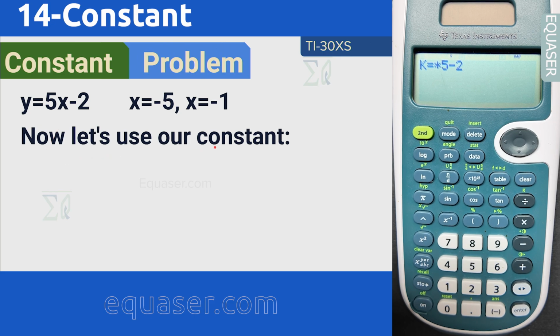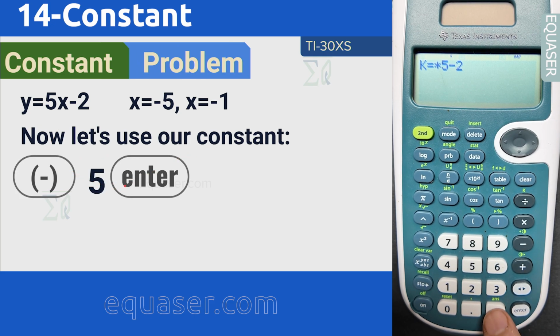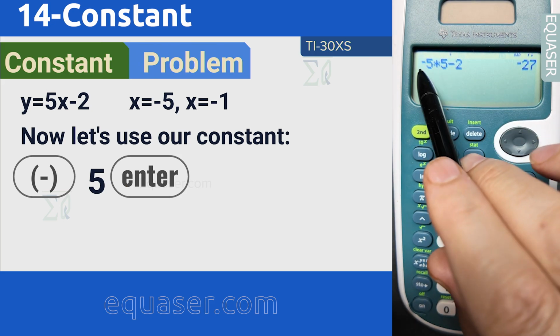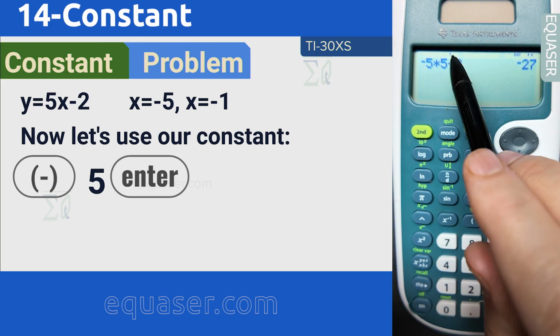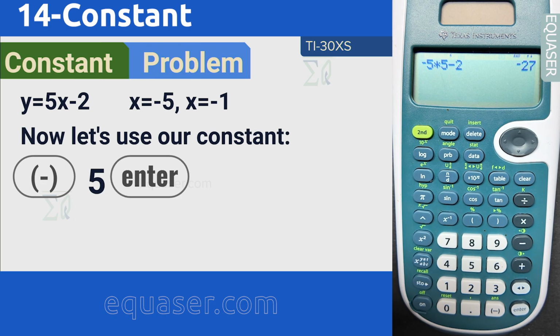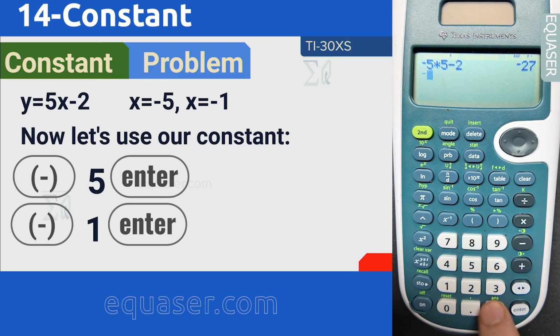Now let's use our constant. Minus 5 and enter. It's minus 27, so minus 5 is our x times 5 minus 2. It's done. And again minus 1, and these two values have been evaluated to be minus 27 and minus 7.